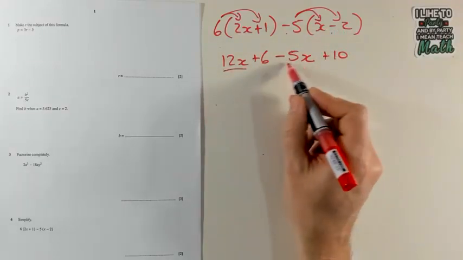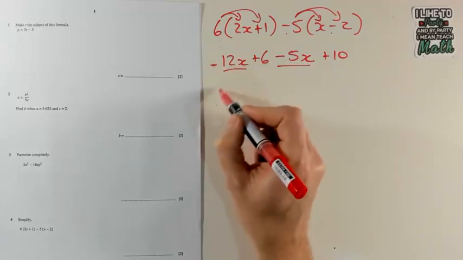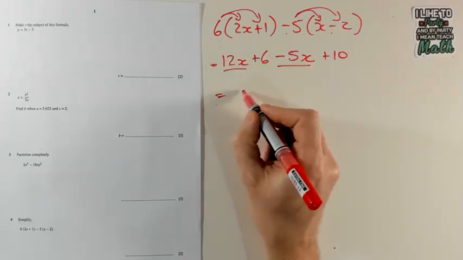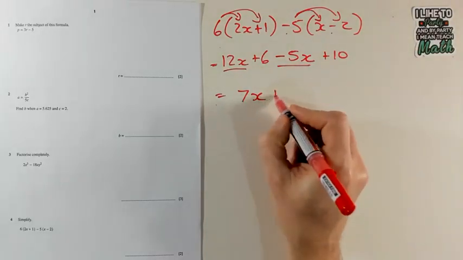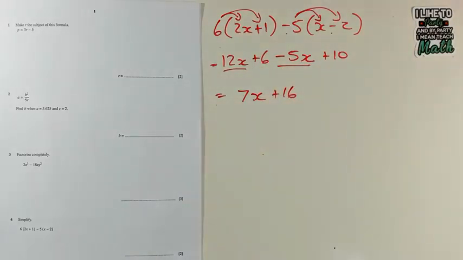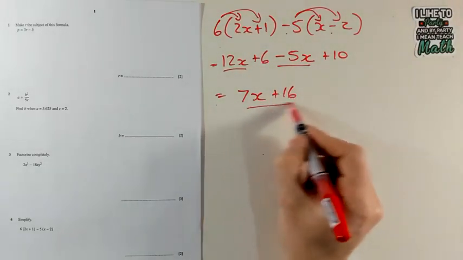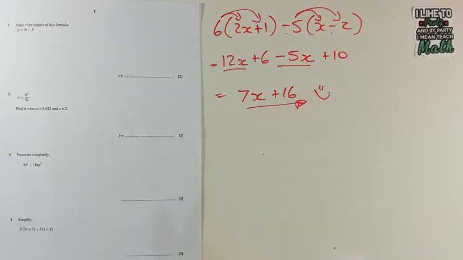Going to look for like terms, so 12x minus 5x is going to be 7x, and then 6 plus 10 is just plus 16. Can't really do anything further there. These are not like terms, so that is my final answer.